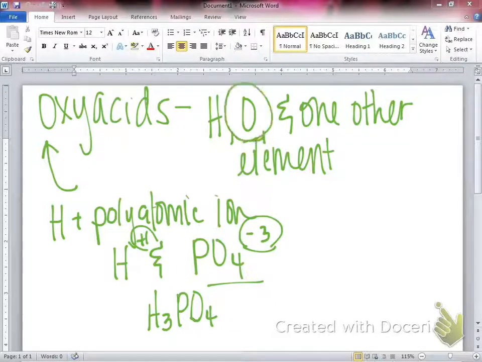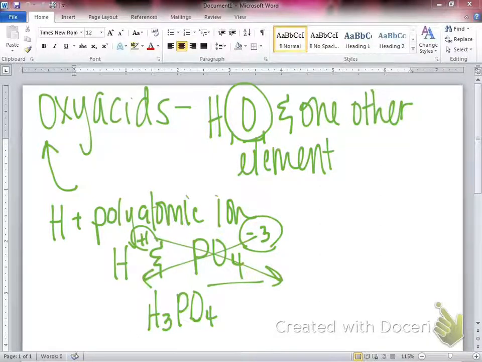I'm going to hand you out a little naming cheat sheet that we're going to work with, because we name things differently depending on if it comes from an ate polyatomic ion or an ite polyatomic ion. We know there's a difference between sulfate and sulfite, and there are different ways that you name these acids based on those polyatomic ions. Okay, so take one. If there's extras in the back, I'll come get them in just a second.